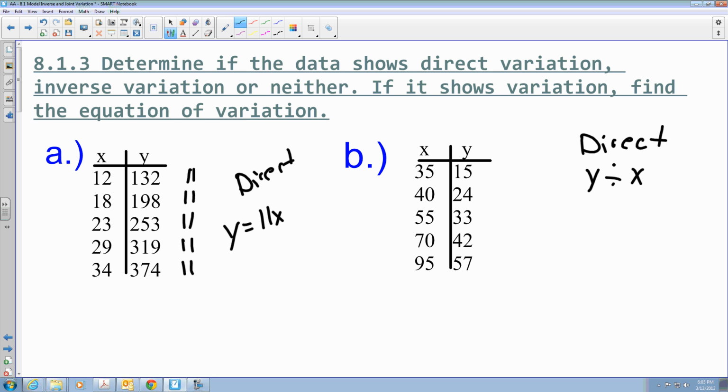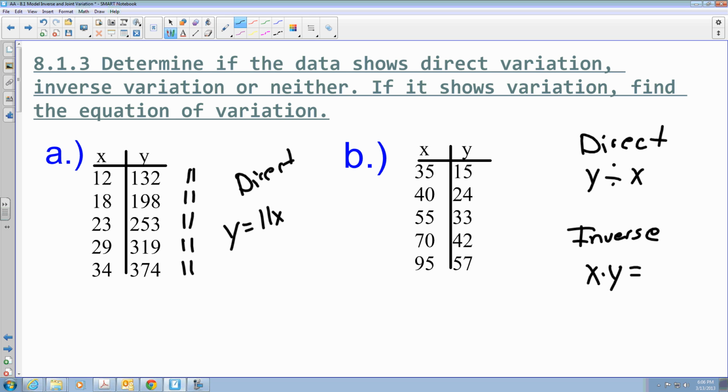But if example A went 11, 11, 11, and then all of a sudden I got a 10, then I can say that it is not a direct variation, because it showed up with a different value for its divisor. Now, if you're going to look for inverse variation, you must have x times y all be the same.